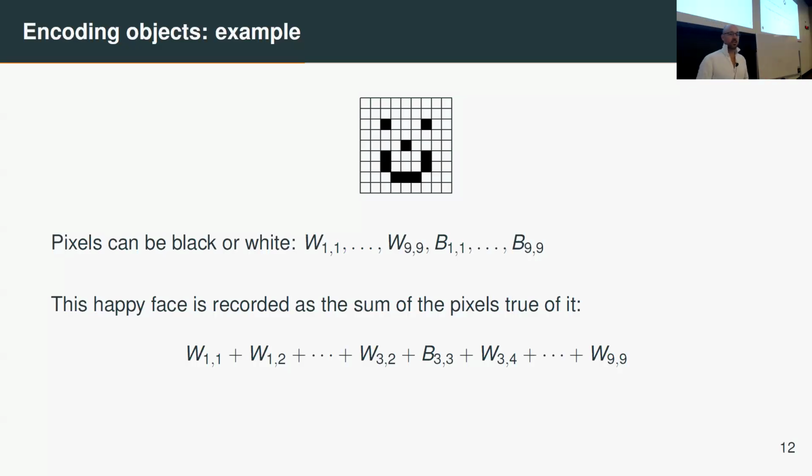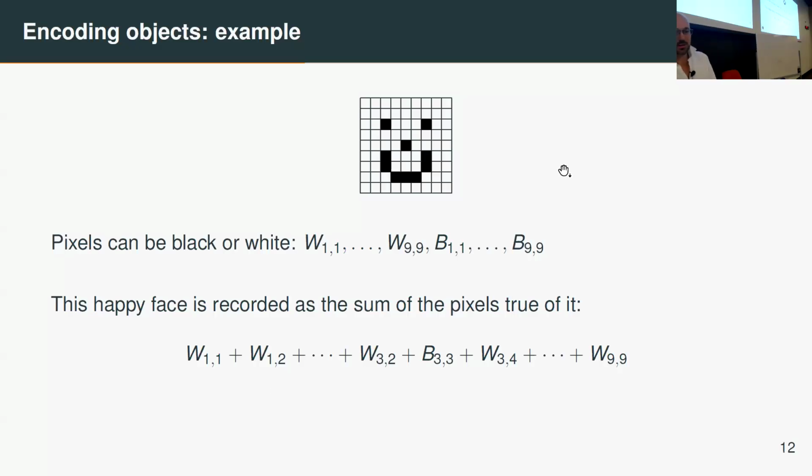So here, if we were interested in modeling a picture like this, well, we can imagine that we have pixels, and this is 9 by 9, so there's 81 times 2 because the pixels are black or white. So I could have 162 pixels here, possible pixels, white 1, 1, white 1, 2.